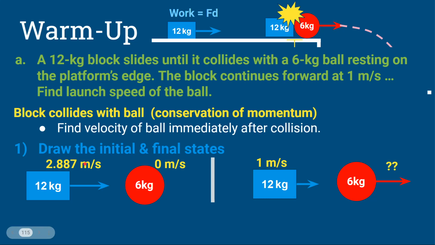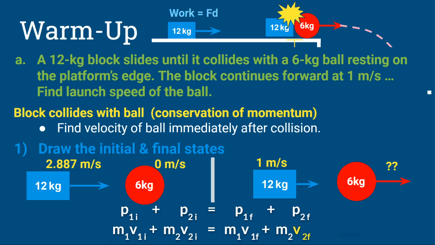So again, if we're dealing with a collision, we're going to be dealing with conservation of momentum. We know that in a collision between two objects, momentum is conserved, so that block's going to lose some of its momentum, but the ball's going to gain it. And so we know that the total initial momentum of the system equals the total final momentum of the system, and we know that momentum of each object is m times v. So we have m1v1 initial plus m2v2 initial equals m1v1 final plus m2v2 final. That's the equation we're going to use in order to substitute in here.